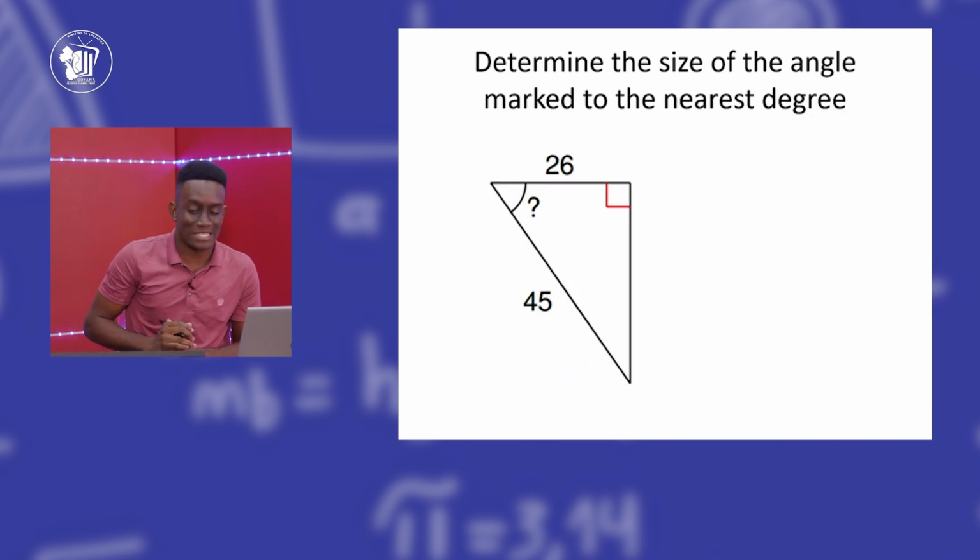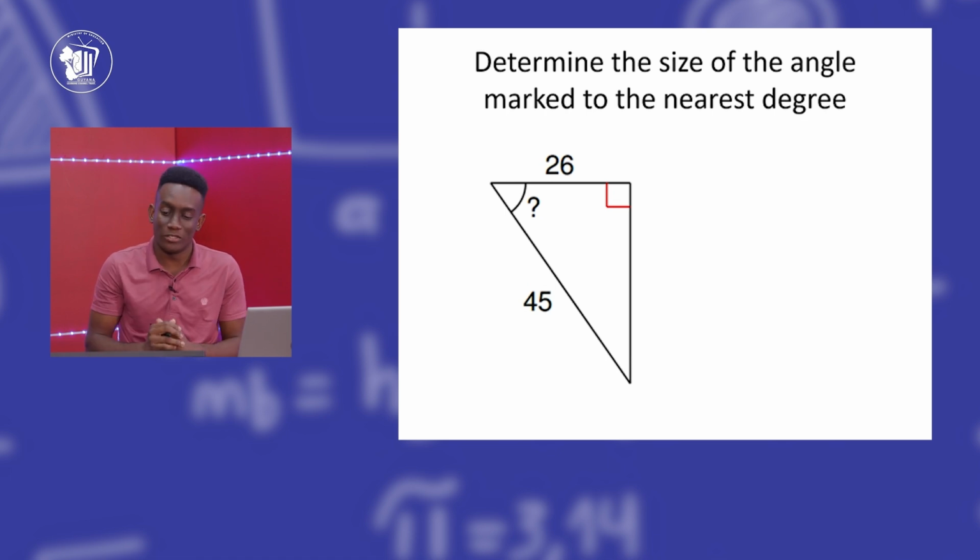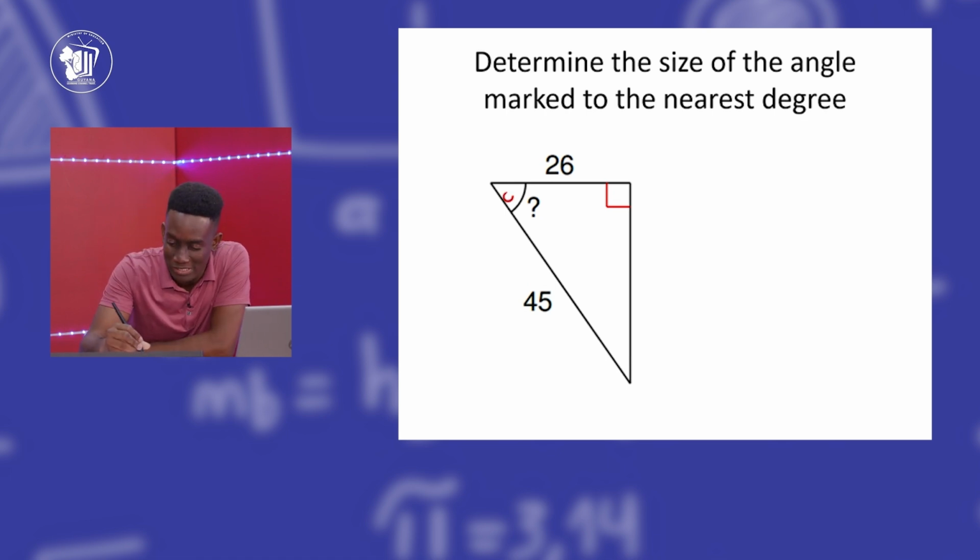Now let's look at our last example. So we want to find the angle here again. So we just put in theta. So the side opposite the right angle will be known as the hypotenuse. The side opposite theta will be known as the opposite. And the remaining side would be the adjacent.